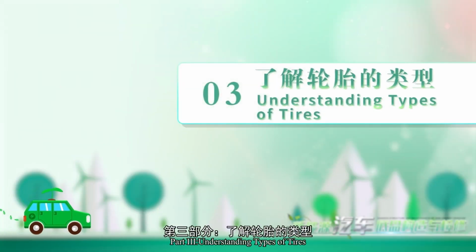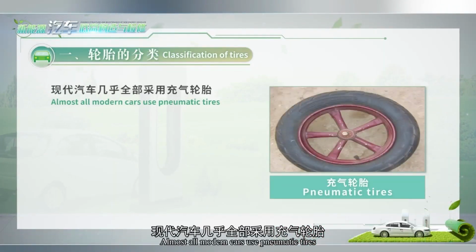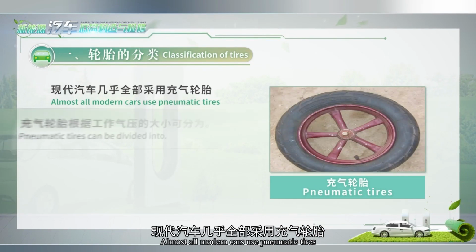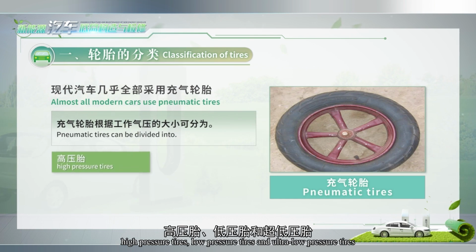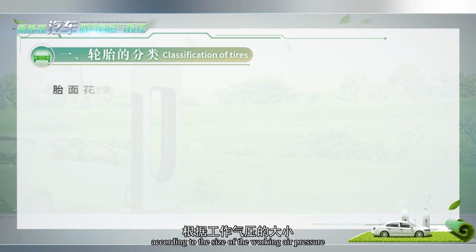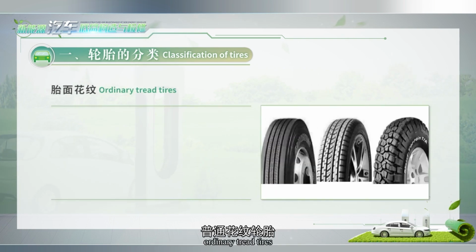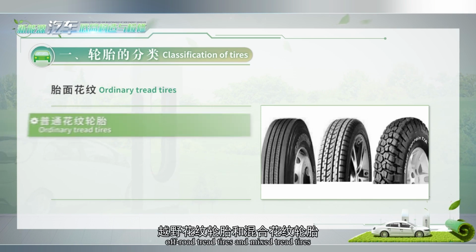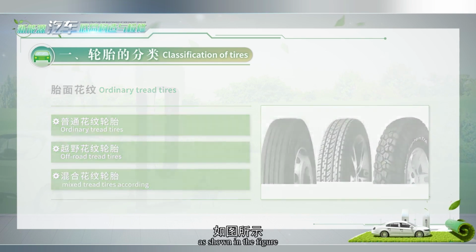Part 3. Understanding the types of tires. 1. Classification of tires. Almost all modern cars use pneumatic tires. Pneumatic tires can be divided into high-pressure tires, low-pressure tires, and ultra-low-pressure tires according to the size of the working air pressure. Pneumatic tires can be divided into ordinary tread tires, off-road tread tires, and mixed tread tires according to the different tread patterns, as shown in the figure.